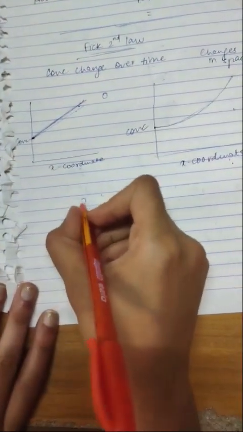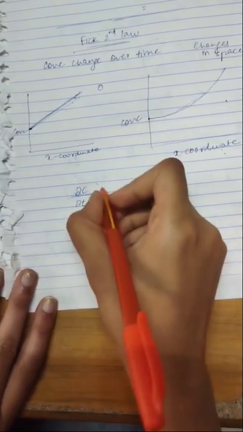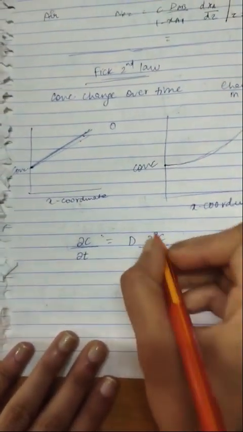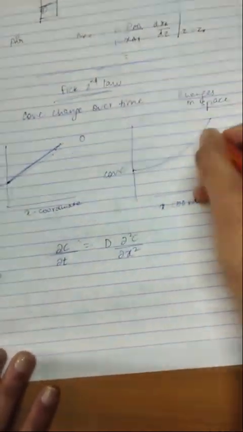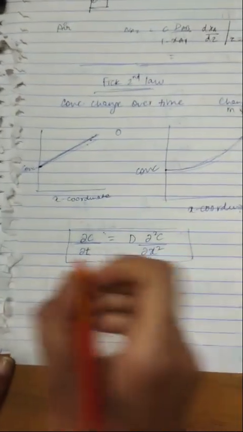So the second law relates the concentration change with the stiffness of the graph. How fast the concentration is changing, that is what the second law gives. This is again for 1D.